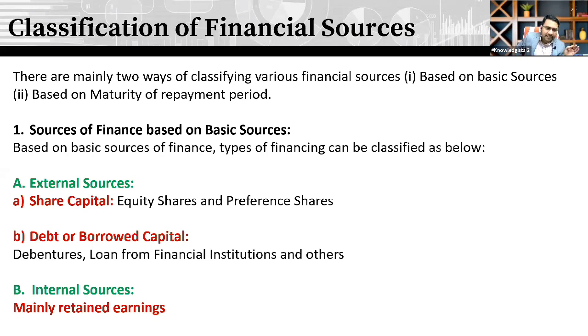So, classification of financial sources: it could be external or internal. External could be share capital, equity shares or preference shares. External means from outside. Debt or borrowed capital through debentures and loans from financial institutions, these two are also part of external. Internal is mainly retained profit. Retained profit is nothing but the profit you make every year. A portion of that you pay as dividend to the business owners, and a portion of that profit you keep every year as a reserve. So that is retained earnings.